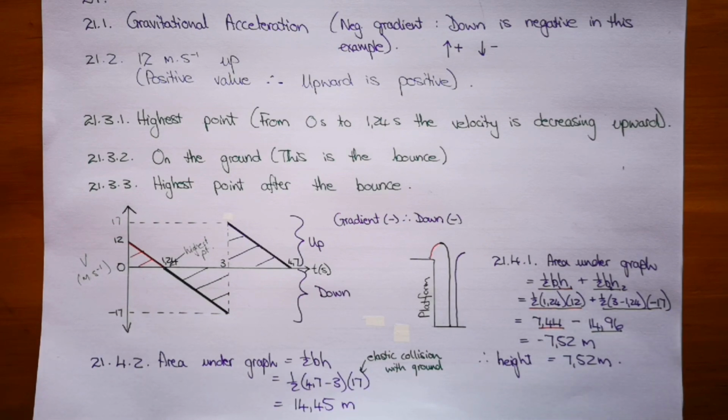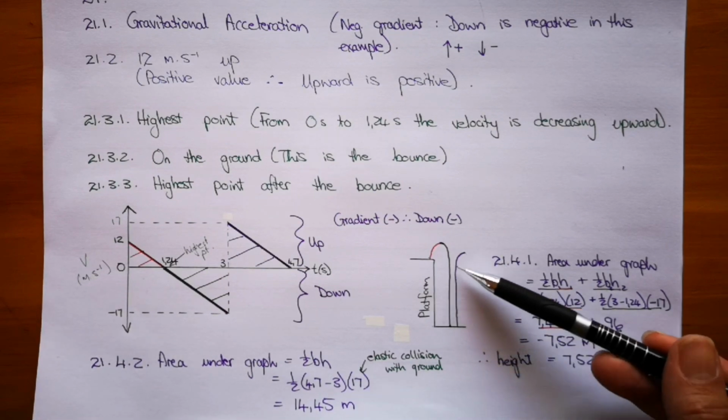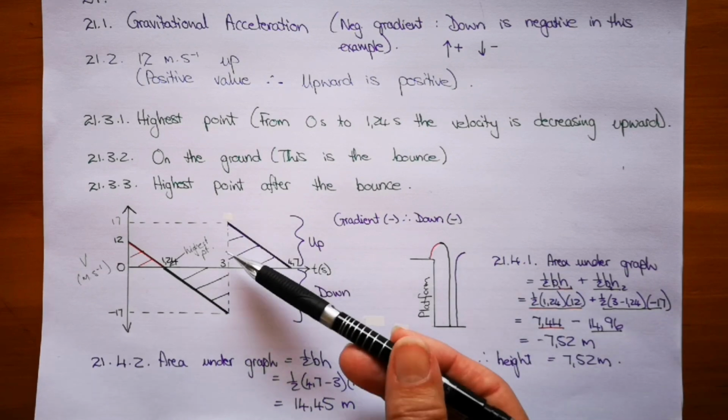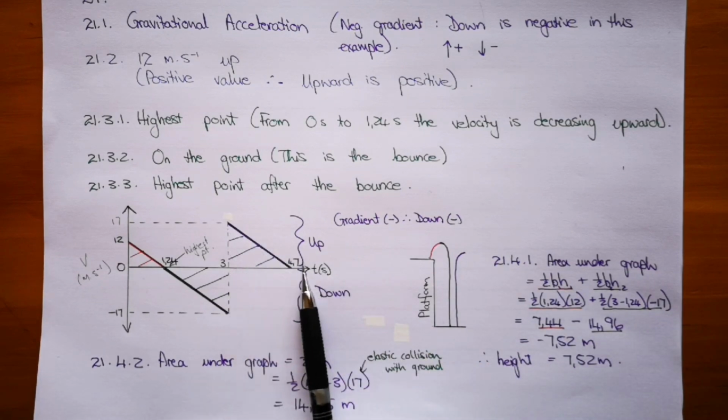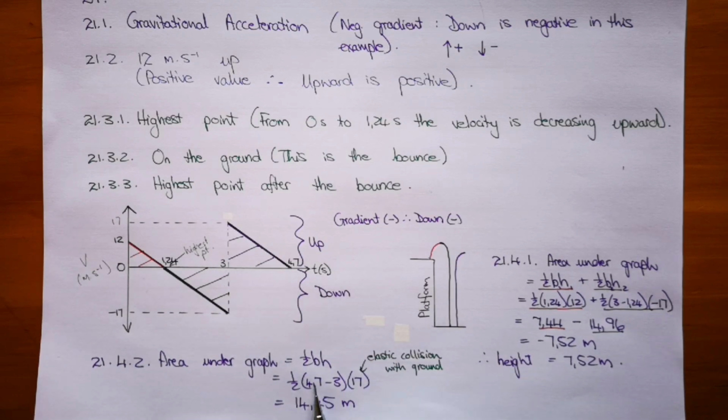The next question, 21.4.2: without equations of motion, calculate the height at which the ball bounces. So that is this section, the purple one. All right, so it's this triangle. Again, it's half base times height. Now the base is 4.7 seconds minus 3 seconds, which is what I have here.